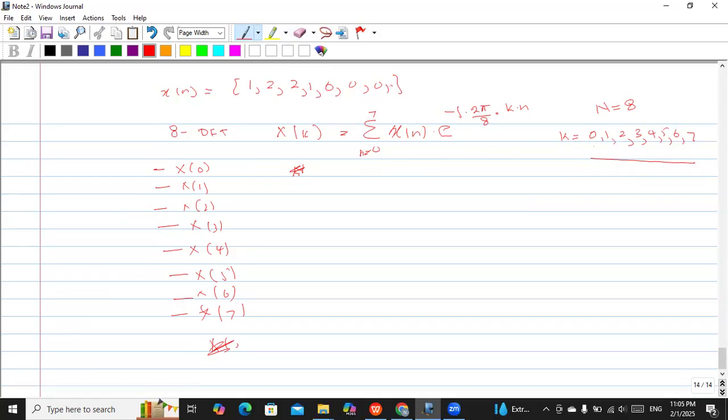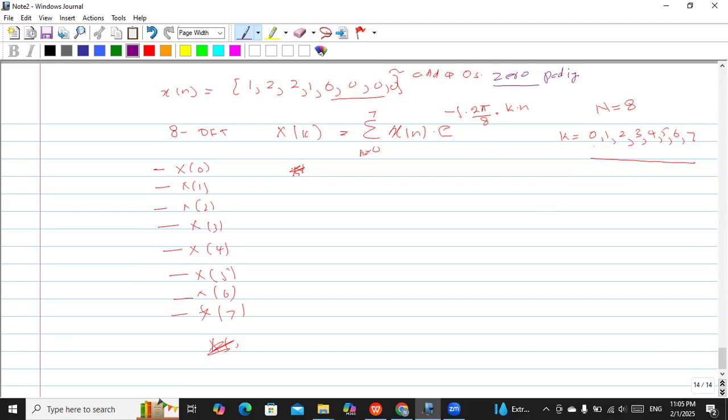Up to this length is 8, that means 1, 2, 3, 4, 5, 6, 7, 8. So you add 4 zeros here. We call this zero padding. Simply, you can add some zeros to the end of the sequence, and that is what we refer to as zero padding.